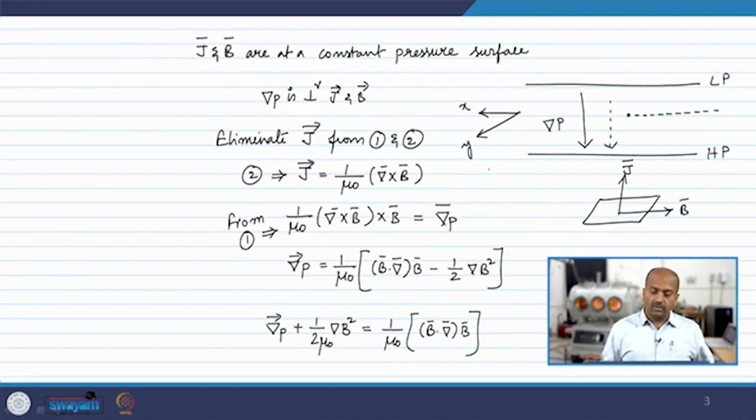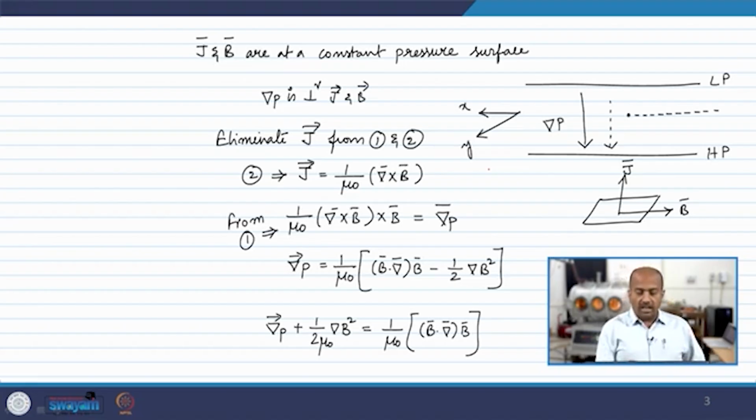And if such a balance exists, it has to impose a condition that the current density and the magnetic field are perpendicular to the pressure force, and if this balance has to be established, both of these should be at a constant pressure surface. So, that means it has to be dynamically stable between these three parameters.